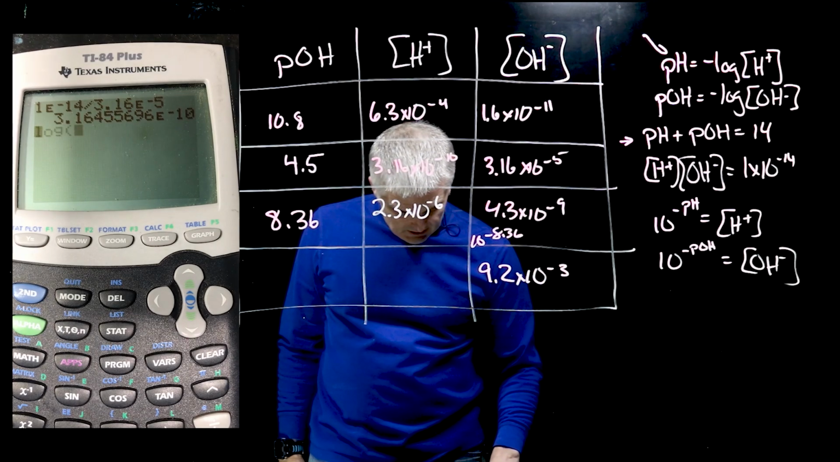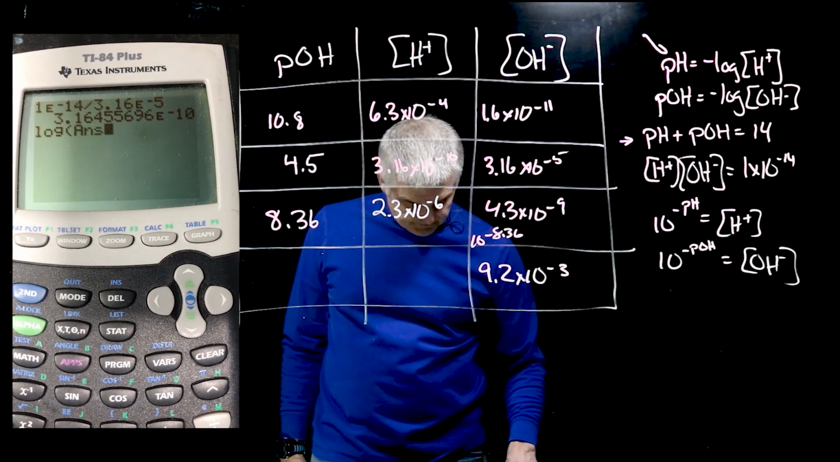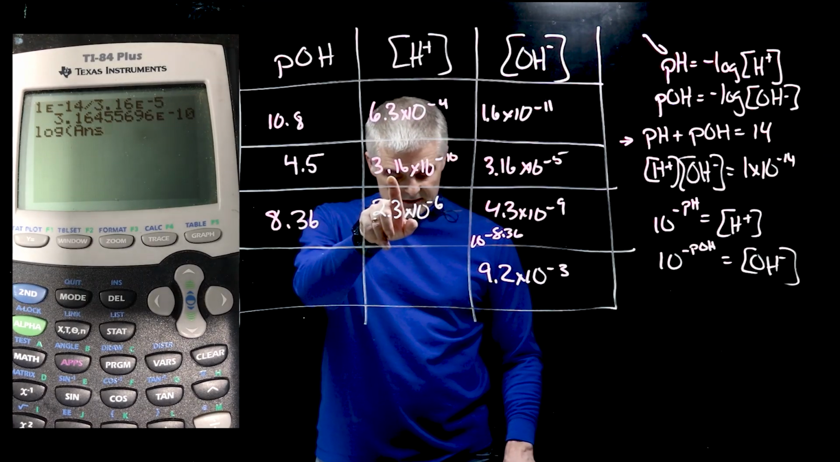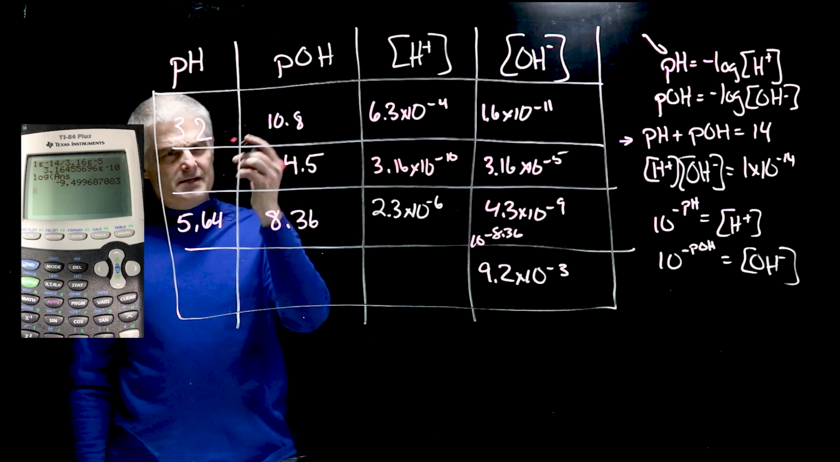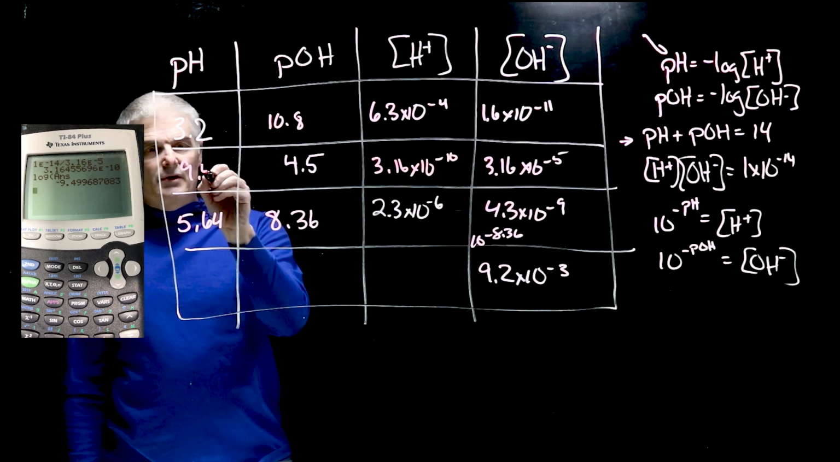And now, watch what I do here. I'm just going to say log of the second answer. So I want to take the negative log of this. And I just said log, but I got negative 9.4. But you know what I'm going to do? I can take the negative sign off and realize that's 9.4.